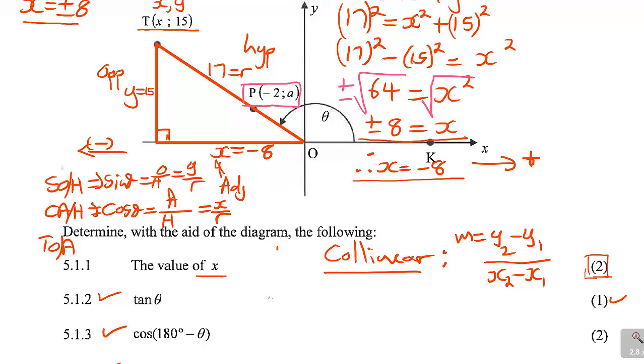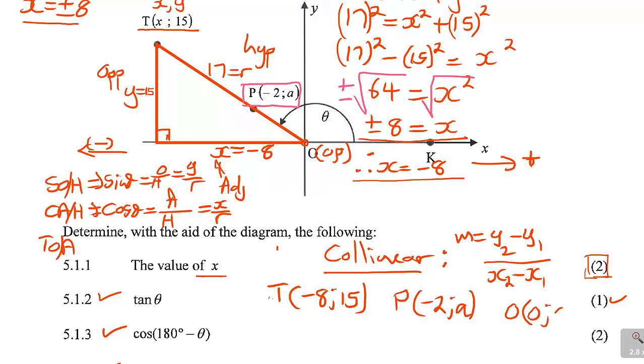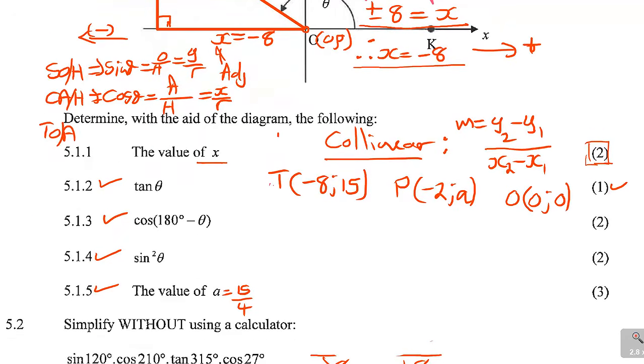Remember, this is how you find gradient. So I just want us to find the gradient of 2 points here. The first one, remember O, here it's 0, 0. So we'll find the gradient OP and we'll find the gradient OT. Now, let me write the points. I've got T being minus 8 and 15. I've got P being minus 2 and A. And then I've got O being 0 and 0. So I just want to find the gradient now of these points. Then it will help me to find A.